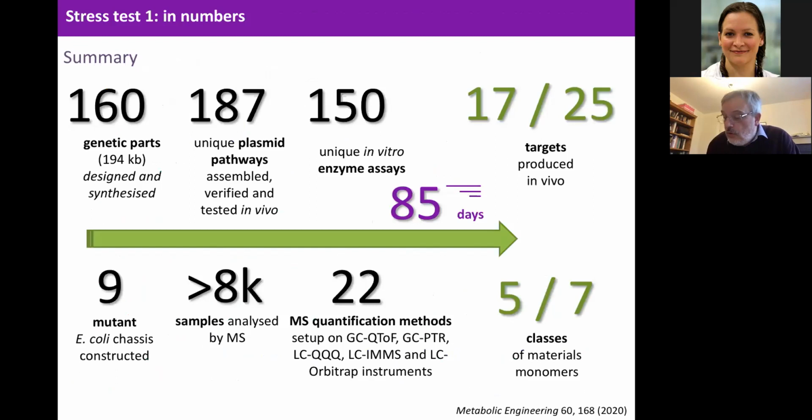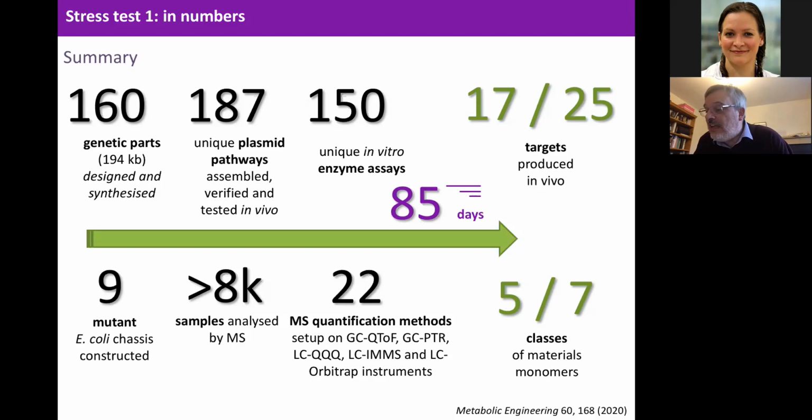So if we look at the outcome of the stress test as a simple numbers gallery, we can get a feel for the capabilities of the constructive pipeline. Within the 85-day limit, we designed and created 160 unique genetic parts by DNA synthesis. We constructed and verified by sequencing 187 unique pathway constructs, assembled using our automated ligase cycling reaction methods. We performed over 150 unique enzyme assays, created 9 mutant E. coli chassis using, for example, genome engineering methods, and we analyzed more than 8,000 samples using mass spectrometry as part of the integrated test platform.